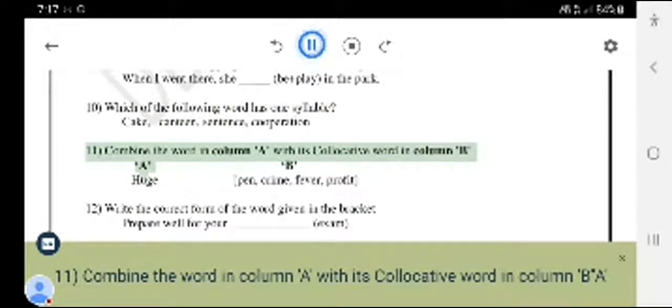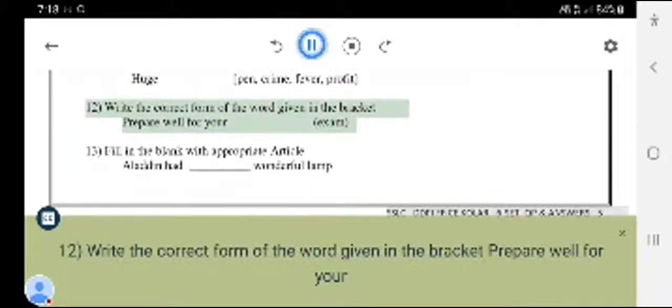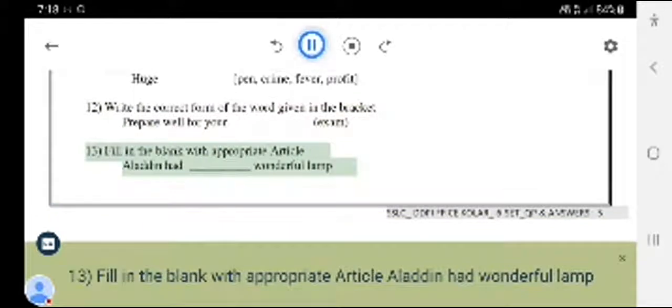11. Combine the word in column A with its collocative word in column B. A. B. Huge. 12. Write the correct form of the word given in the bracket. Prepare well for your. 13. Fill in the blank with appropriate article. Aladdin had wonderful lamp.